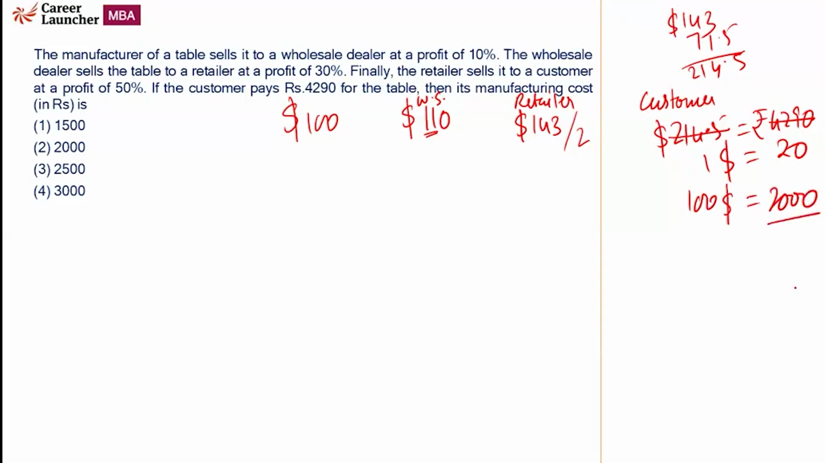So the $100 that initially cost the manufacturer, how much would it be? 2000. So how much does a table cost to manufacture? 2000. In a single line you can get the answer. Is it?